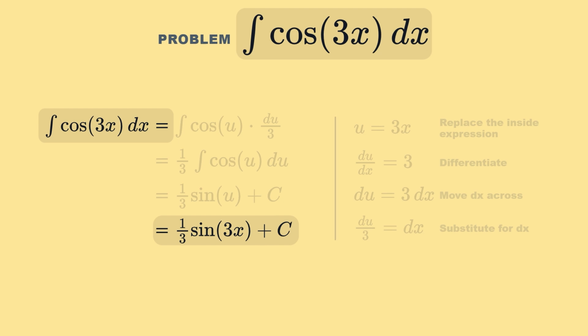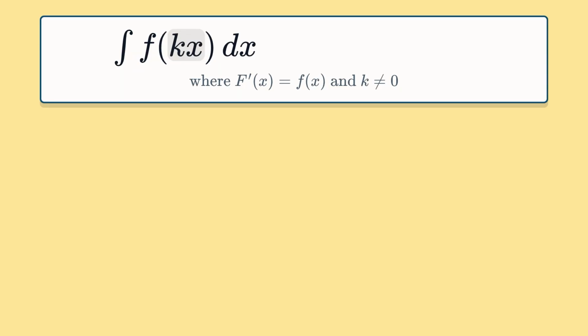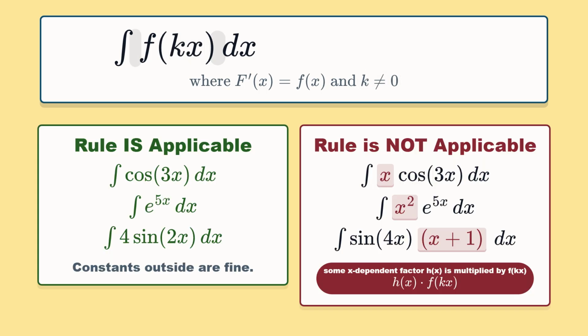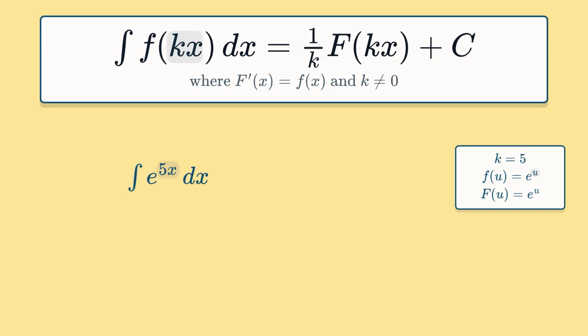So let's take a moment here and talk about this rule that we've shown two different ways. When the inside is a linear expression like k times x, with k not equal to 0, and there are no extra x factors on the outside of our function, we take the outside antiderivative, keep the inside expression the same, and divide by k. So the integral of e to the 5x power dx becomes 1/5 times e to the 5x power plus c.